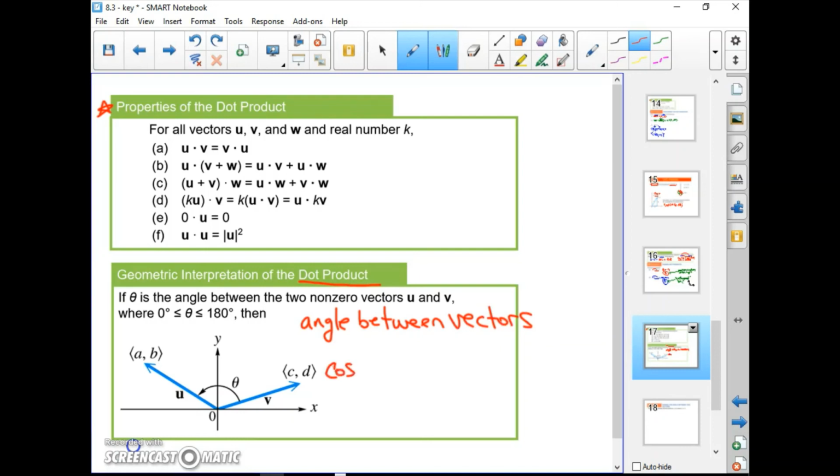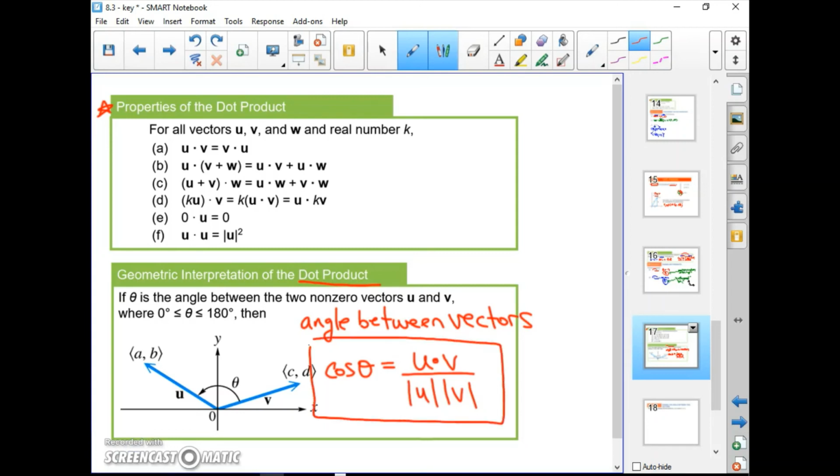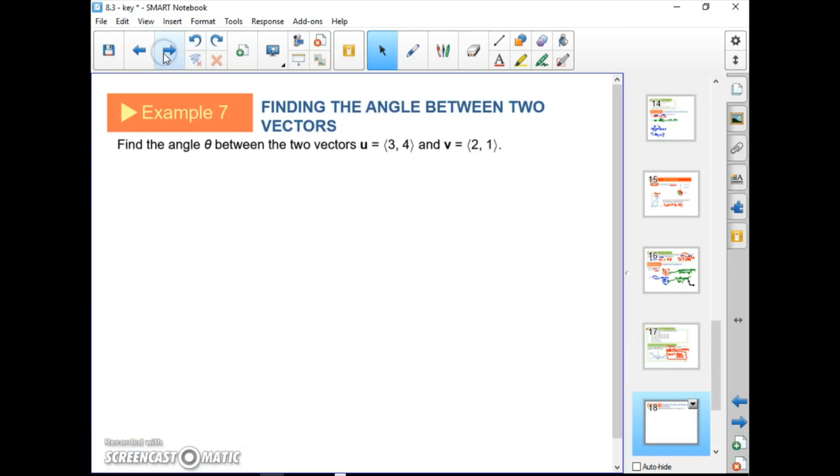This formula is cosine theta equals the dot product of the vectors divided by the magnitude of each vector multiplied together. So box that in. That's a big formula that tells you the angle between two vectors, basically. So example 7 says find the angle between those two vectors.